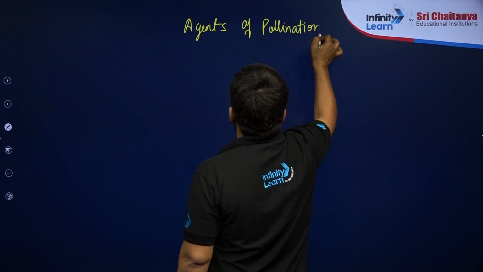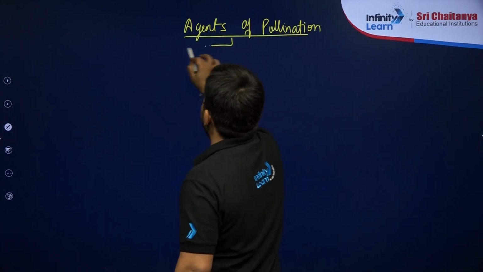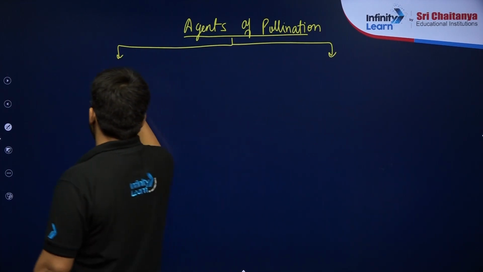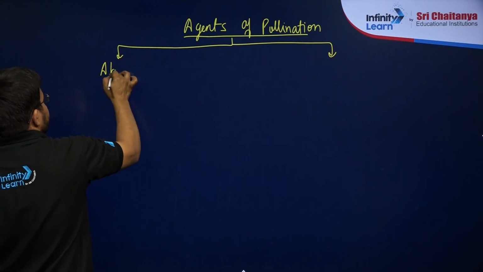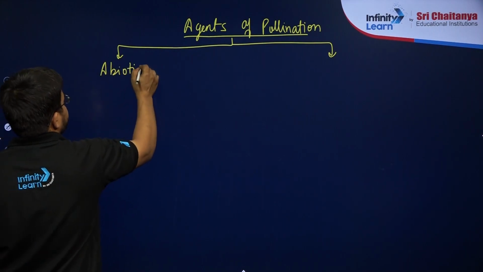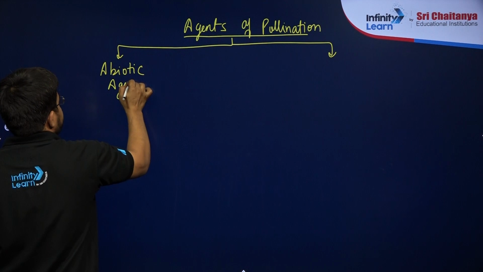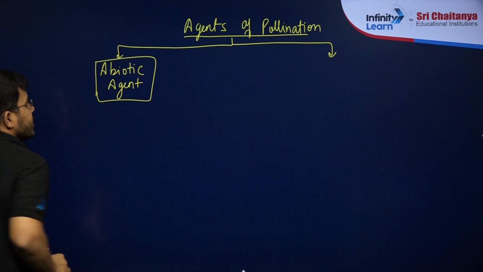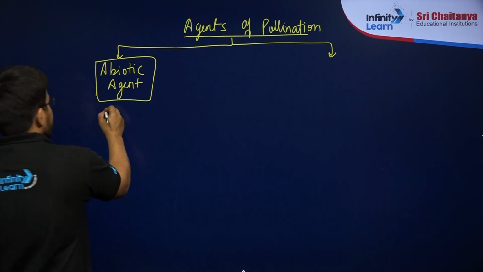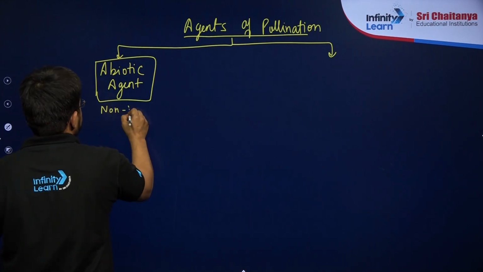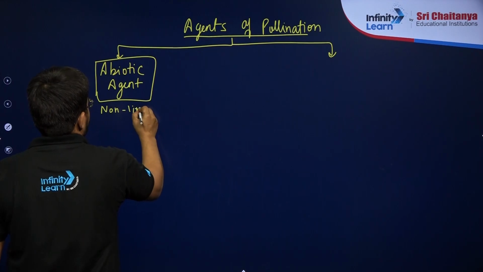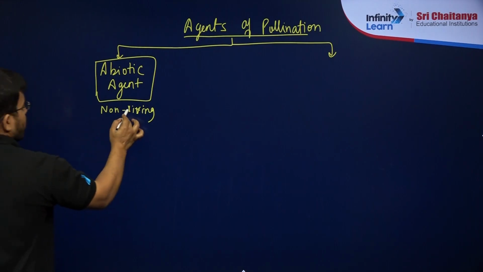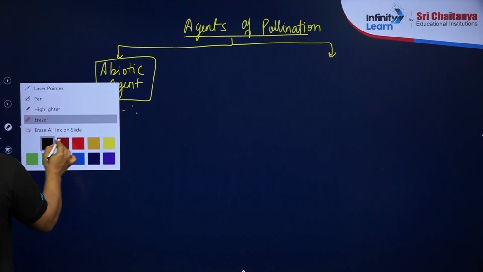Now students, your agents of pollination first of all can be divided into two types. So the very first type students is going to be your abiotic agents. As the name is suggesting, these are going to be abiotic agents. It means these are going to be non-living agents. So these are non-biological, non-living agents.